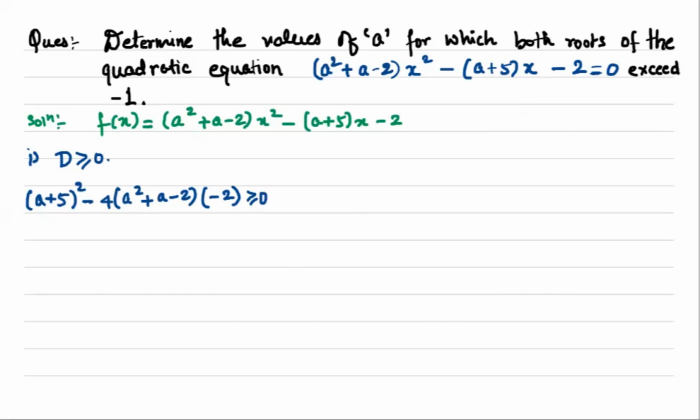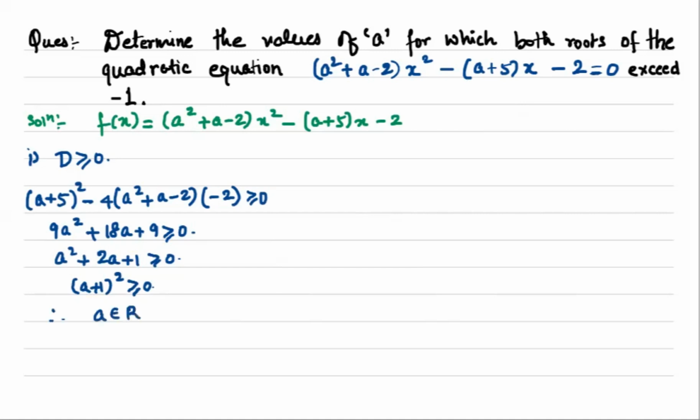And therefore solving it further, you get 9a square, and simplifying it, 18a plus 9 is greater than or equal to 0. Or we could say this is a square plus 2a plus 1 is greater than or equal to 0. Therefore, a plus 1 whole square is greater than or equal to 0. And this is true, right? Square of any number is always greater than or equal to 0. And therefore, what we conclude from here, a belongs to all real numbers because it's a square. Now, solving for the second condition.